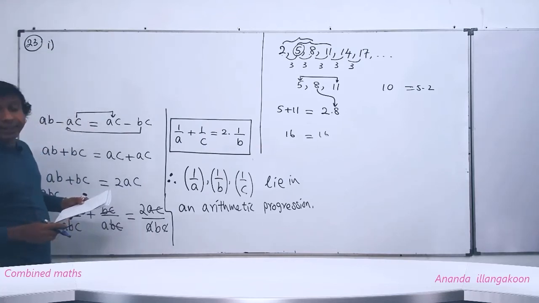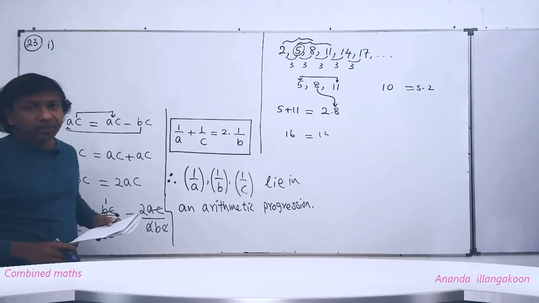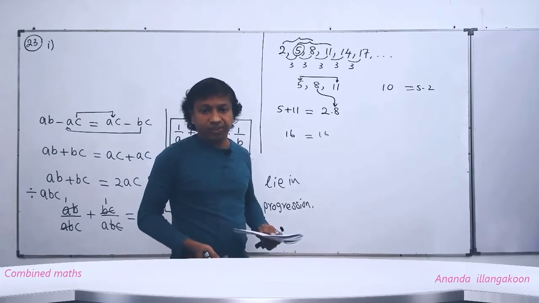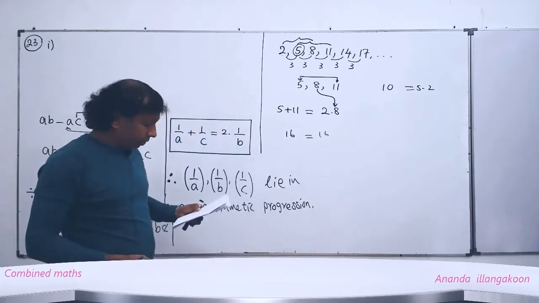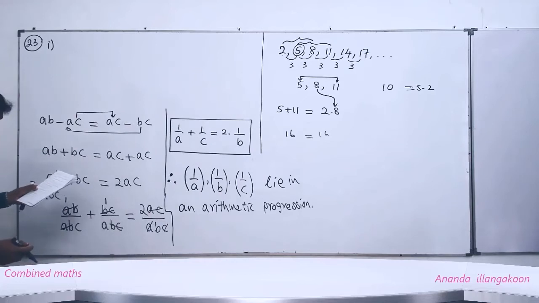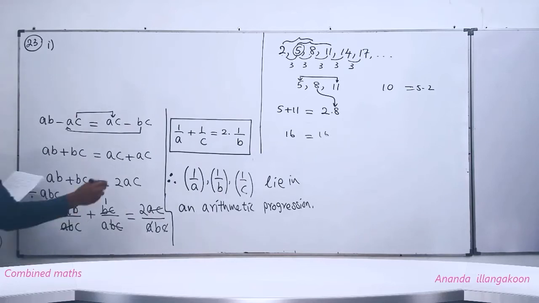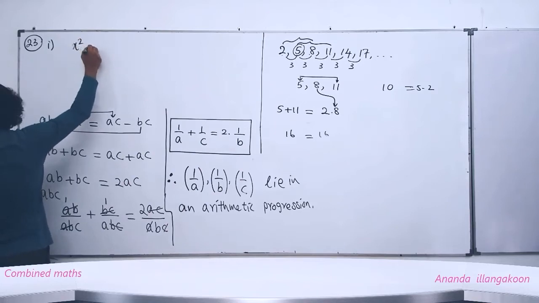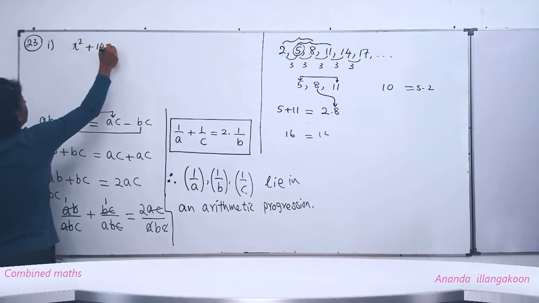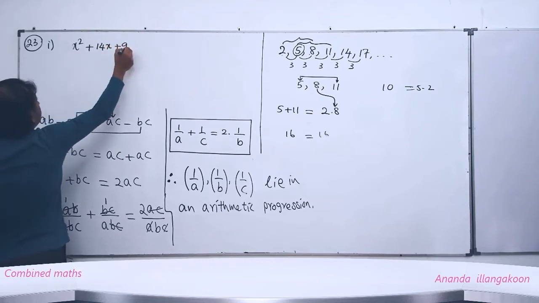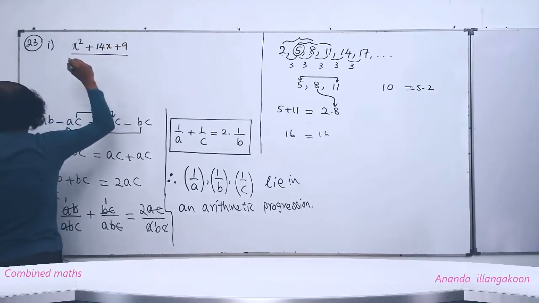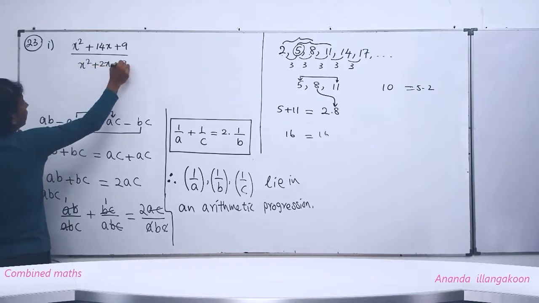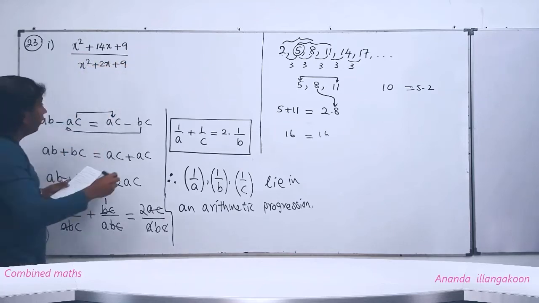If x is real, what is meant by x is real? X is a real number. That's the meaning of x is real. If x is real, find the minimum and maximum value of this. What is the thing given there? X squared plus 14x plus 9, divided by x squared plus 2x plus 9. We are given that x is real.